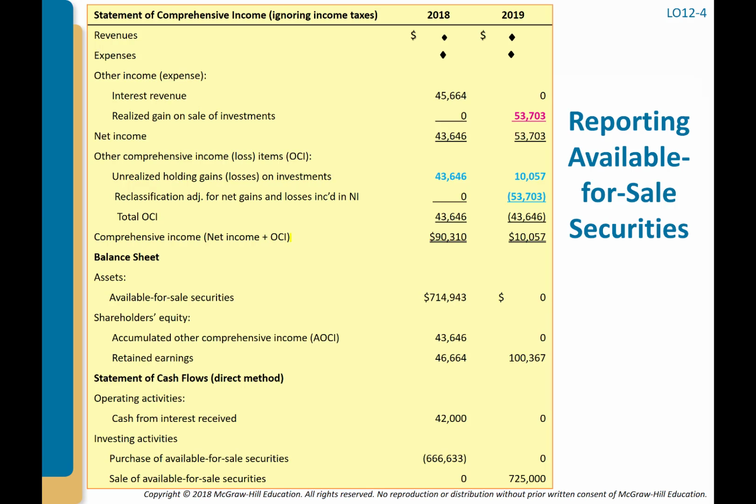Now you sit there and say, well, why not just do it on the face? I mean, that's much clearer and it's right there. Well, yes, if you have one available for sale security, and that was the only security that went up before you sold it. But you could have some that go up and some that go down. This thing could get messy in a hurry, couldn't it? So what companies often will do is simply disclose the reclassification adjustment in their footnotes.